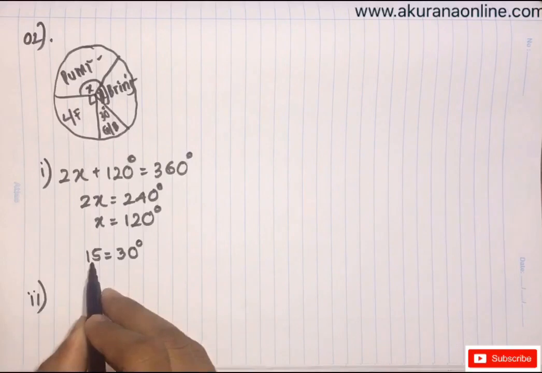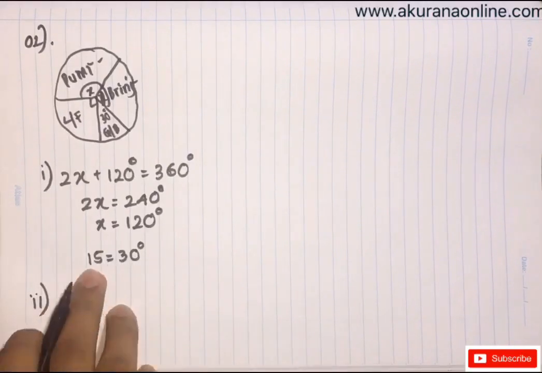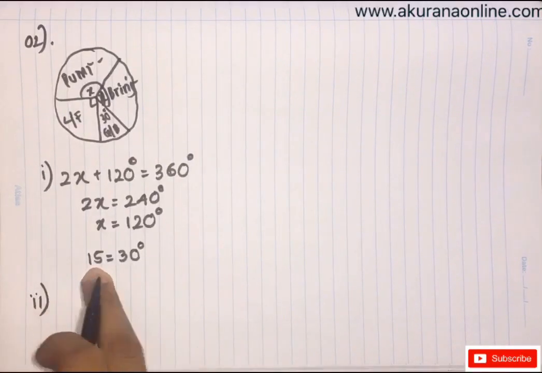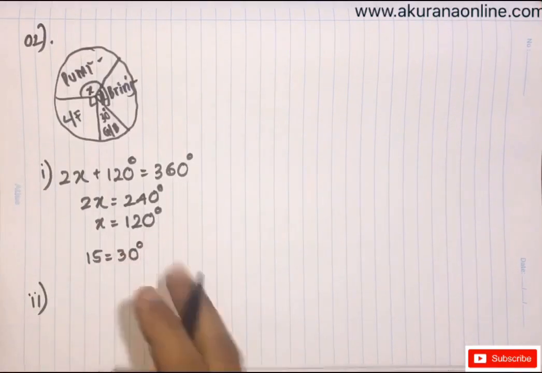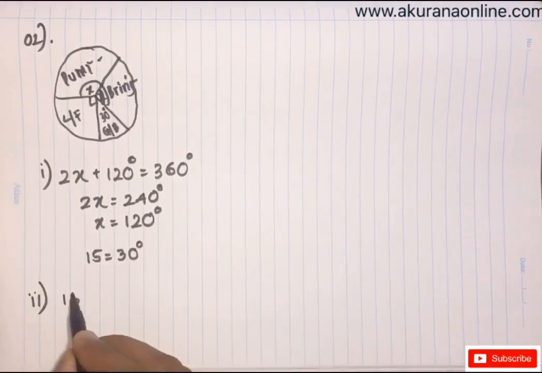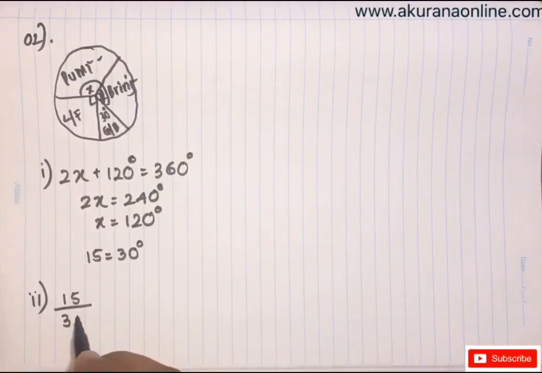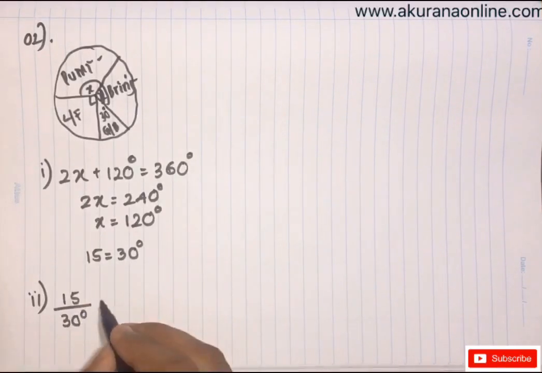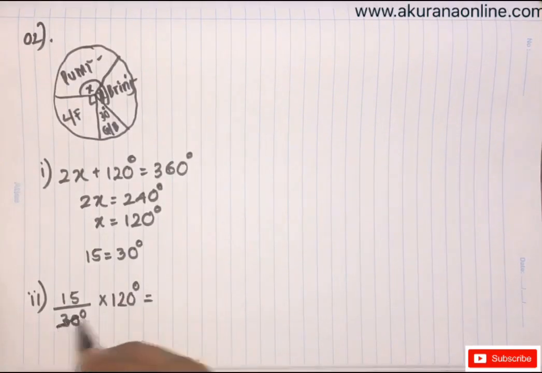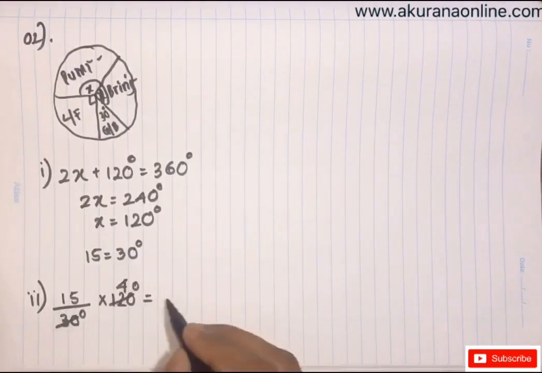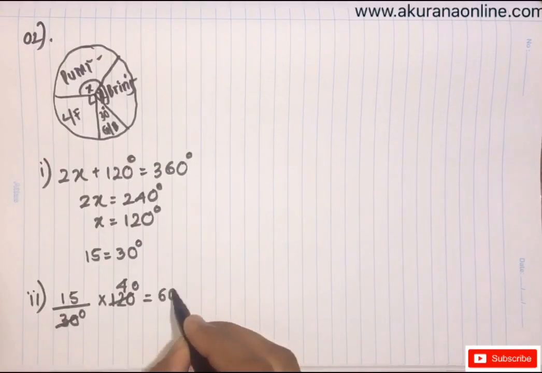Now 30 degrees is represented by 15 farmers, which means, what is the number of farmers represented by 120 degrees? Therefore we will write, this is the data given: 15 farmers is represented by 30 degrees. What is the number of farmers represented by 120 degrees? 15 times 4 is equal to 60 farmers.